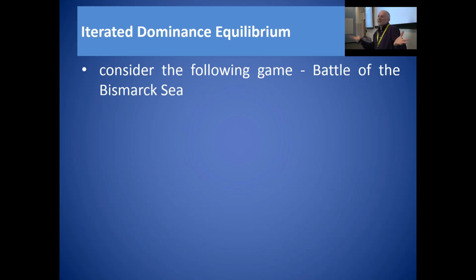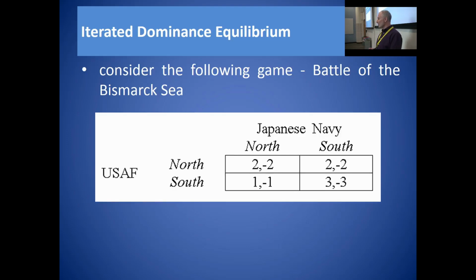And this game, we'll present it in an abstract form, but this is a game played out between the US Air Force and the Japanese Navy in March 1943. We'll call it the Battle of the Bismarck Sea. If you know your geography, just above Australia in the South Pacific, you've got the Bismarck Sea. And so, what happened in this game is the Japanese Navy wanted to transport their troops across the South Pacific.